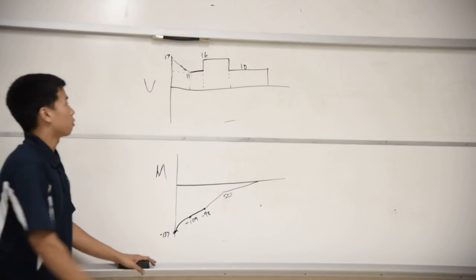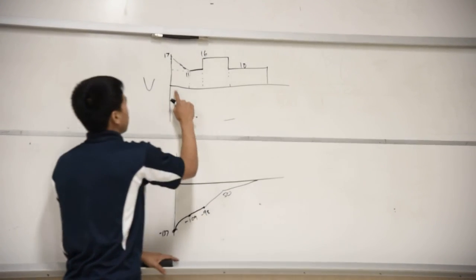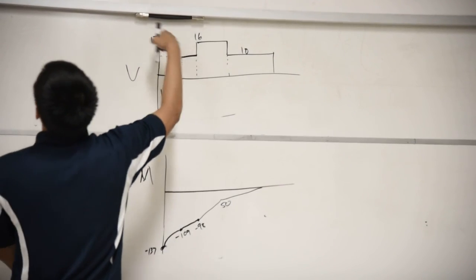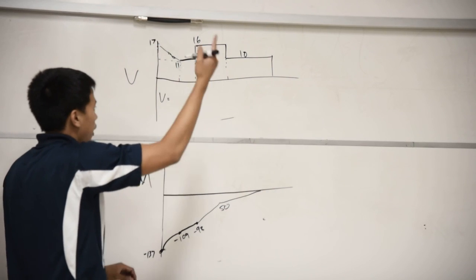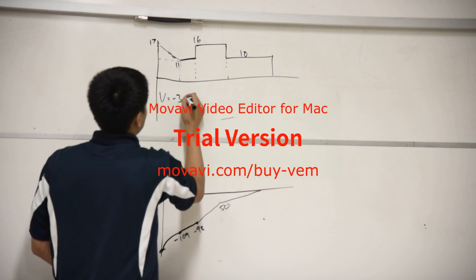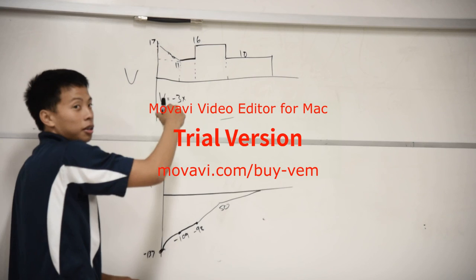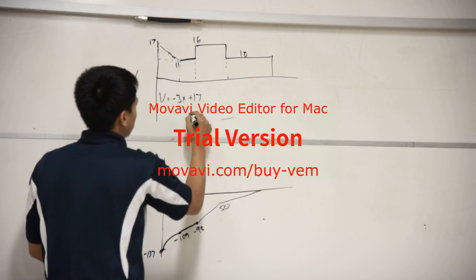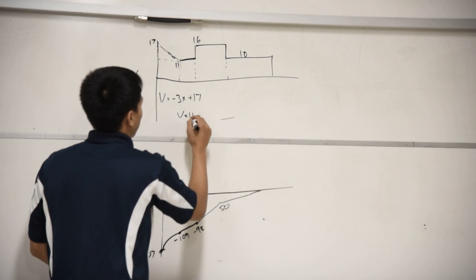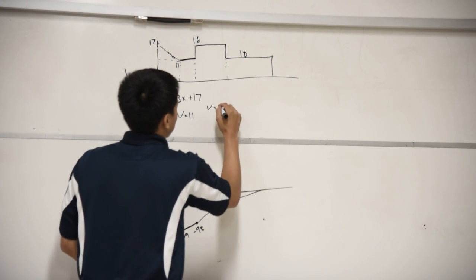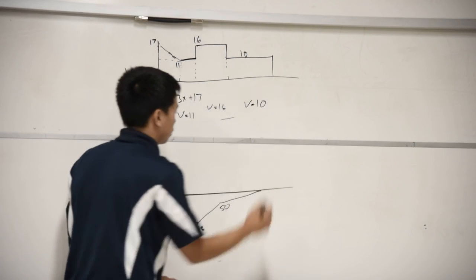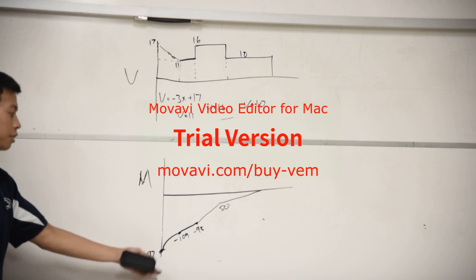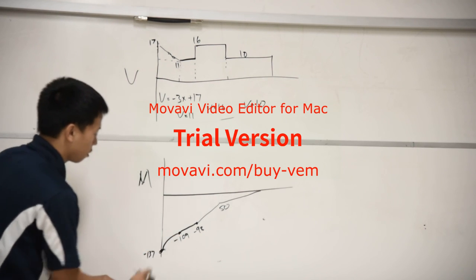As for shear values or the equations, from here to here, shear equals, your slope is negative 3, so negative 3 times the distance plus the initial point, which is plus 17. The shear from here is 11. Shear here equals 16. Equals 10. And these equations matter similarly. You can draw them out if you want.